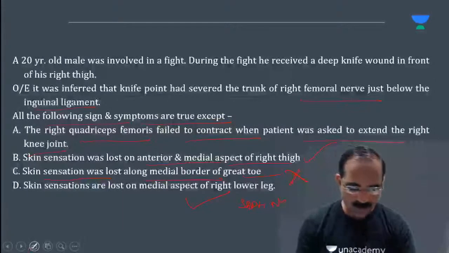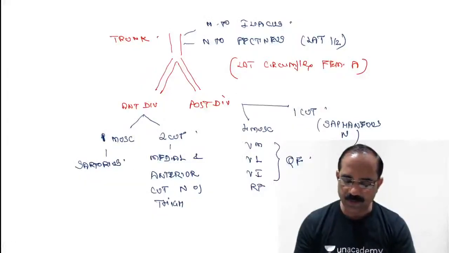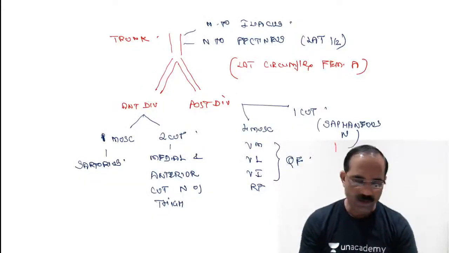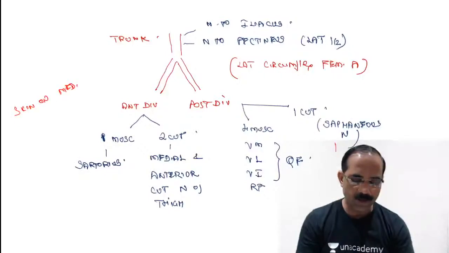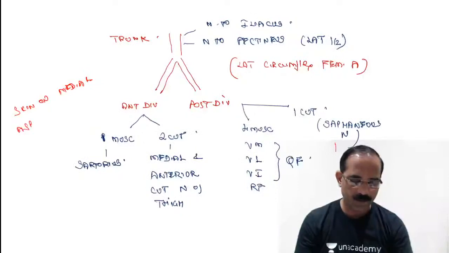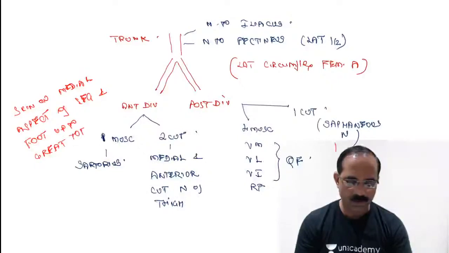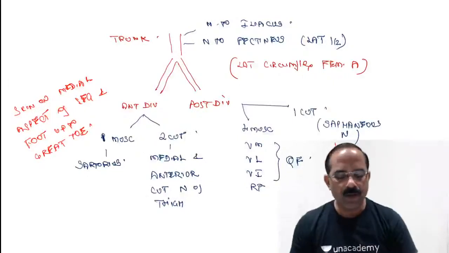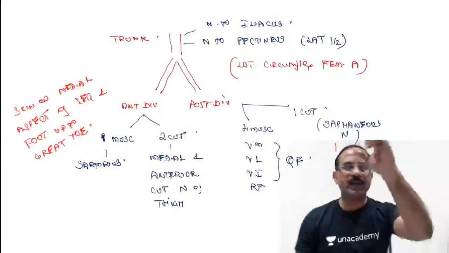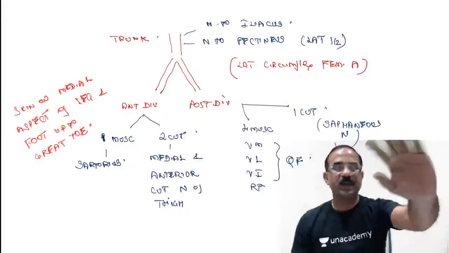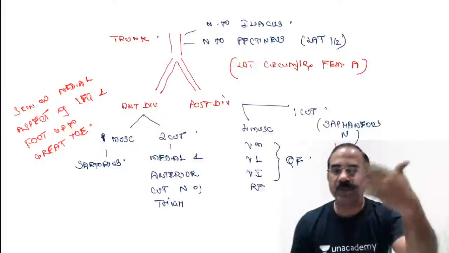Clear, students? So what does the saphenous nerve supply? I'll just write this down for you. The saphenous nerve supplies the skin on the medial aspect of the leg and the foot up to the great toe. That's it. It doesn't supply the skin on the medial aspect of the great toe.